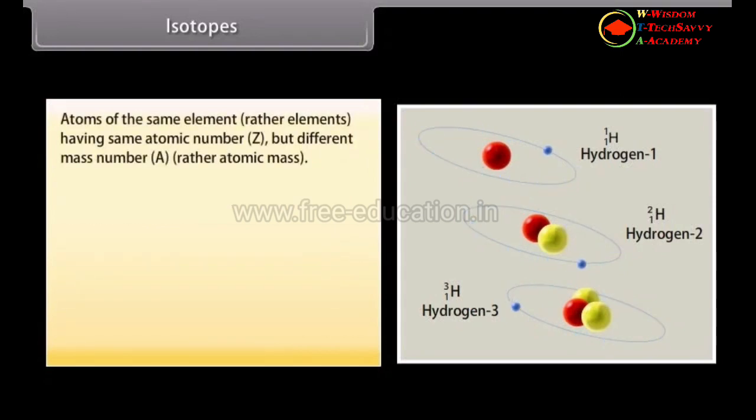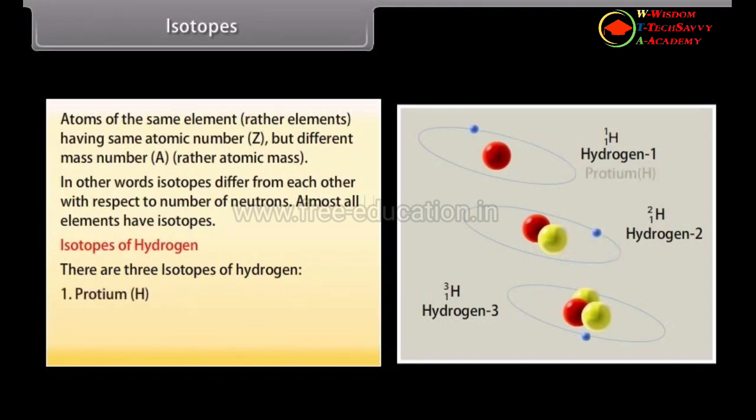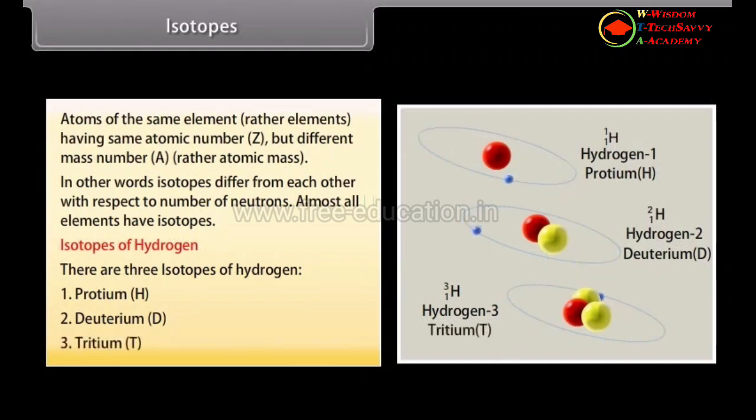Isotopes are atoms of the same element, that is, elements having the same atomic number Z but different mass number A, or atomic mass. In other words, isotopes differ from each other with respect to the number of neutrons. Almost all elements have isotopes. Isotopes of hydrogen. There are 3 isotopes of hydrogen: 1. Protium. 2. Deuterium. 3. Tritium.